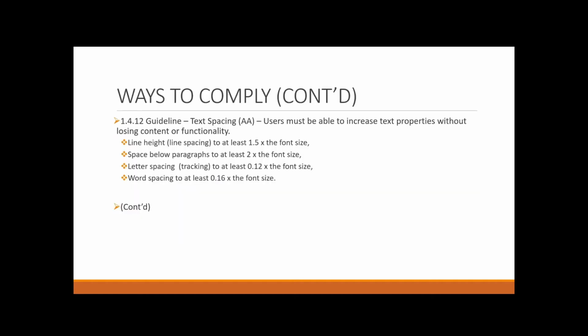The 1.4.12 guideline is about text spacing. Users must be able to increase text properties without losing content or functionality. For instance, line height, line spacing, is at least 1.5 times the font size. Space below paragraphs are at least 2 times the font size. Letter spacing, tracking, is at least 0.12 times the font size. And word spacing is at least 0.16 times the font size.